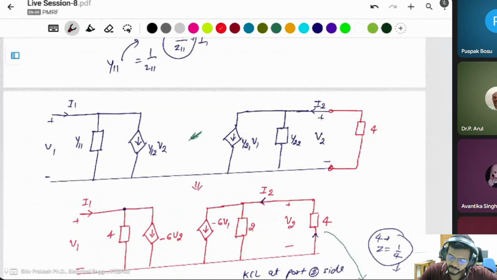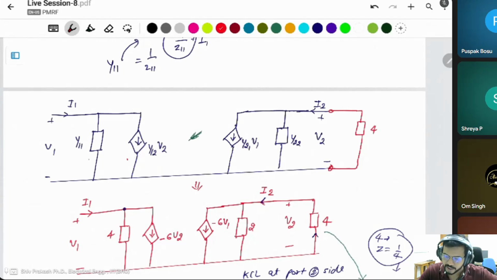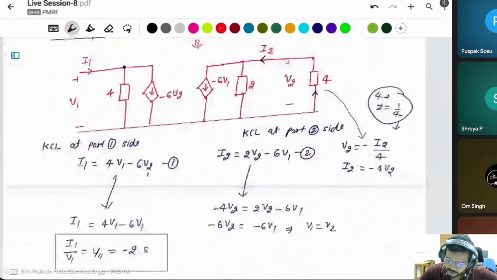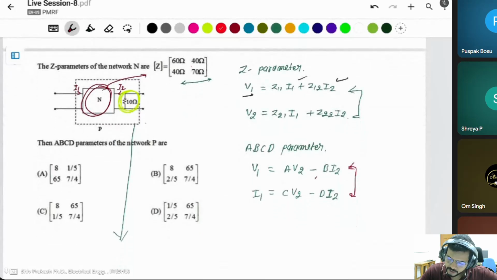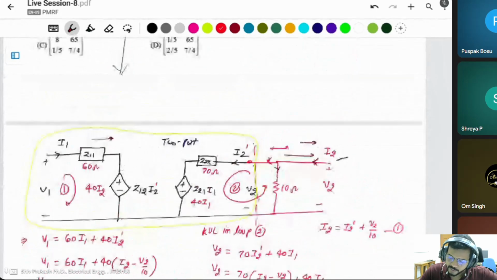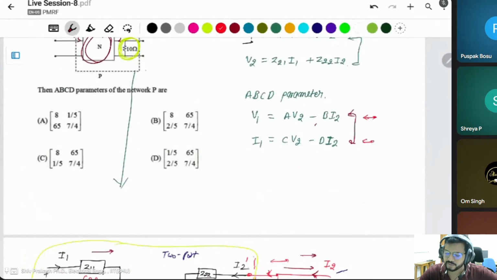Y parameter, simply because of the current. Current is the sum of two currents, this current and this current, and each current is directly a multiplication with the voltage. It means this is the admittance, all of them are admittances, and this is the current source because of the sum of the two currents. Same thing here on the output side, sum of the two currents. Then this circuit is the admittance circuit for the admittance parameter. Then the next, simply Z parameter also here. For ABCD parameter, you have to find a voltage source and a current source.